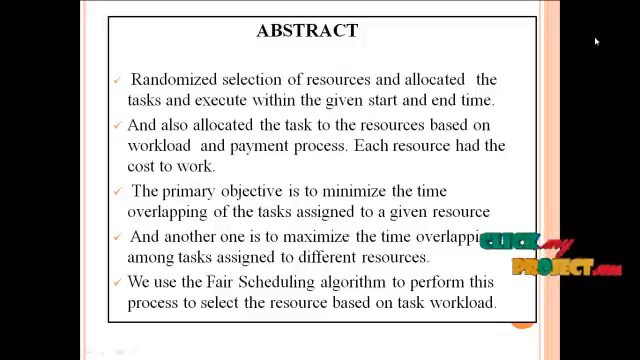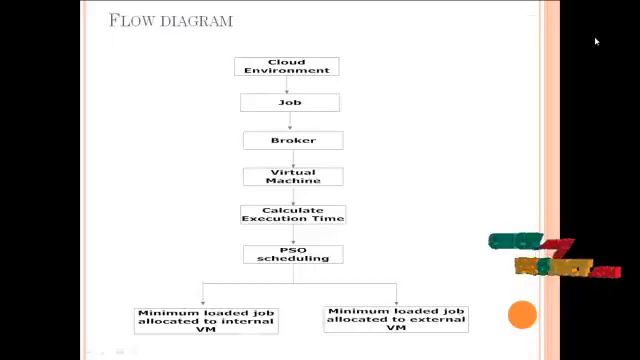First of all, we have to create the environment. First we have to create a broker, a data center and virtual machines, and also select how many jobs we have to allocate based on this concept. So we have to perform the execution time and also the cost execution to identify the resources for execution on internal and external clouds. Now we will see the flow diagram of our process.